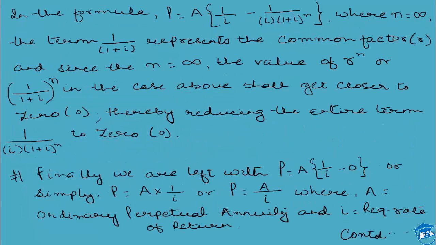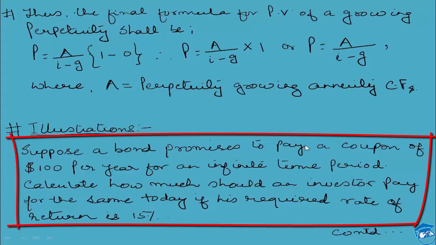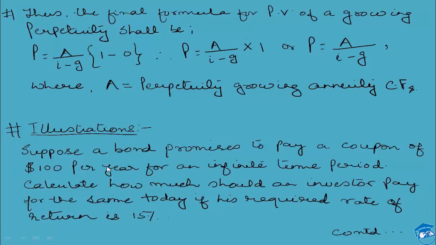Now students, let's try to understand a simple illustration. Suppose a bond promises to pay a coupon of 100 USD per year for an infinite time period. Calculate how much the investor should pay for the same today if his required rate of return is 15%. One thing we are very clear about in this question is that the bond is paying a coupon of 100 USD till infinity, but there is no growth in the coupon. The coupon is absolutely flat, constant till infinity without showing any rate of growth, but the required rate of return is 15%, or I is 15%.